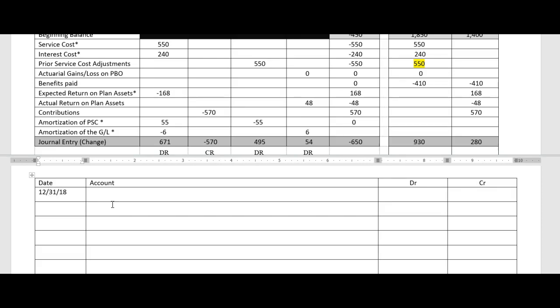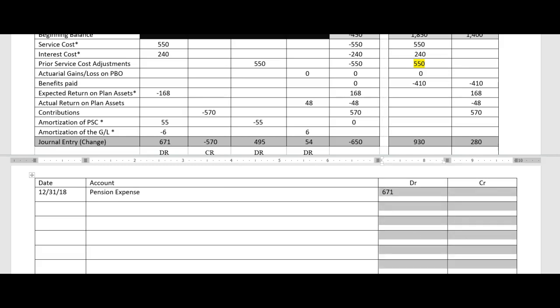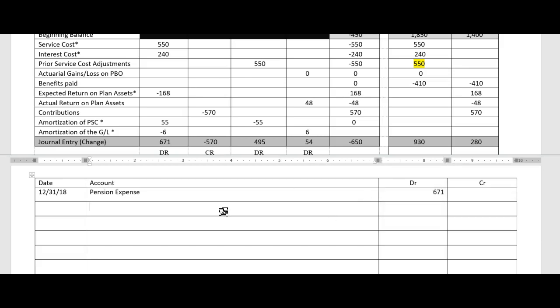I'm going to do my pension entry. First thing we're going to do is pension expense. Our pension expense is going to be debited for 671. We've already figured that up. Let me fix my formatting. It drives me a little crazy. So there we go, we've got our pension expense.